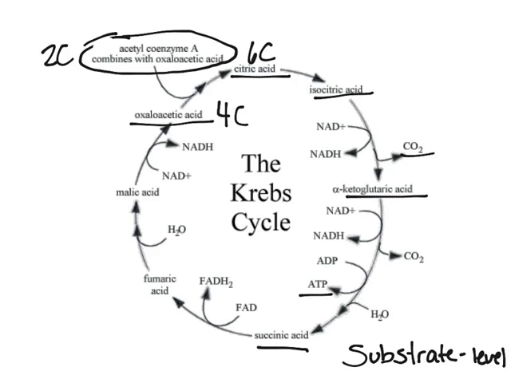And so let's keep track of our carbons. So now this ketoglutaric acid is 5 carbons because you lost the CO2 there. And then you lost another CO2. Succinic acid is 4 carbons.